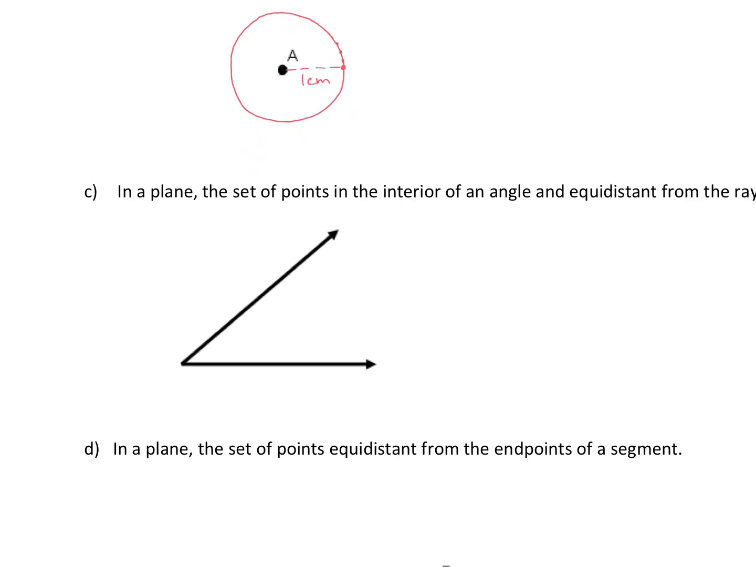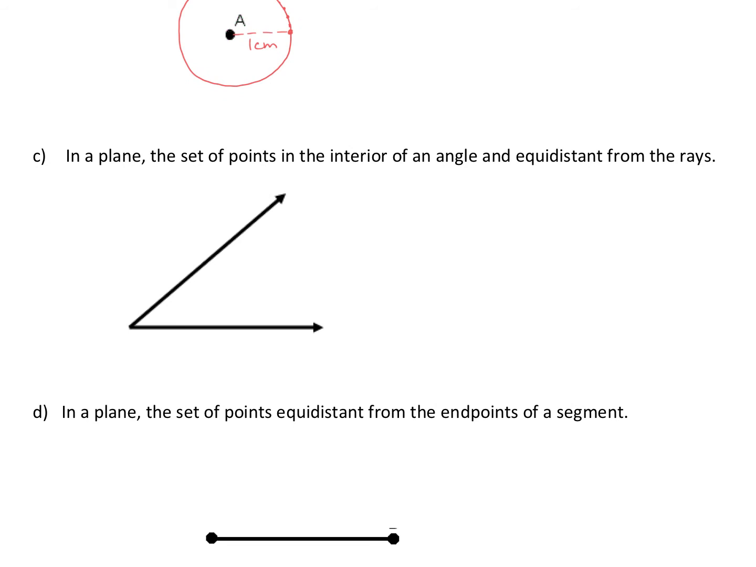Okay, this one's a little bit different. This one says in a plane, so how many dimensions? 2. 2-dimensional. In a plane, the set of points in the interior of an angle and equidistant from the rays. What does it mean to be equidistant? The same distance. Okay, so interior of the angle.